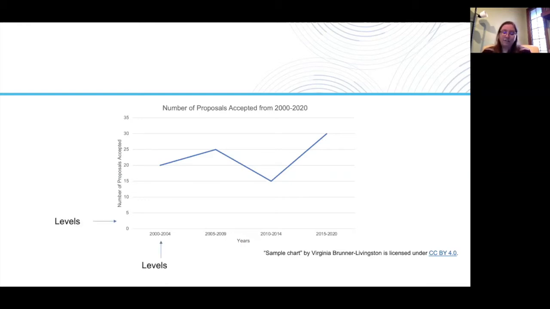Next, we have 0, 5, 10, 15, so on, and then 2000 to 2004, 2005 to 2009, and so on. These are called our levels. This is how we are measuring the number of proposals and the years.